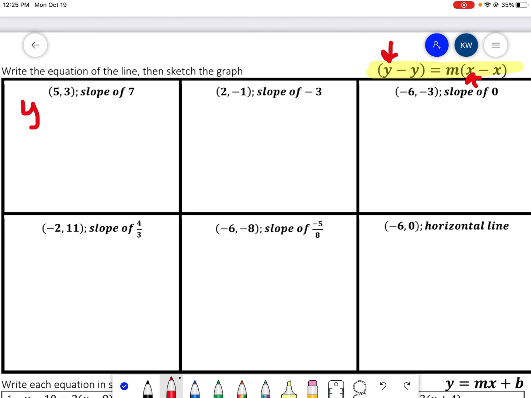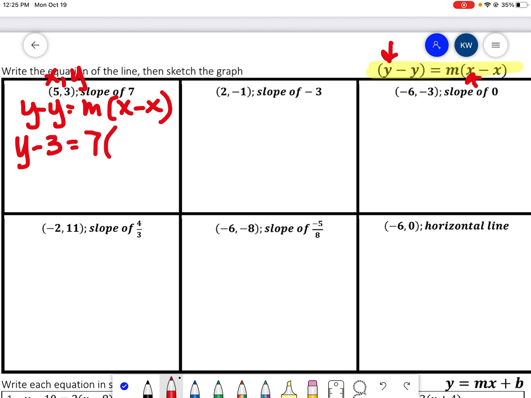So if I were to write y minus y equals m times x minus x, what I have to determine is which is my x and which is my y. Well, 5 is my x, 3 is my y. So y minus 3 equals slope of 7, x minus 5. And that's where we stop.